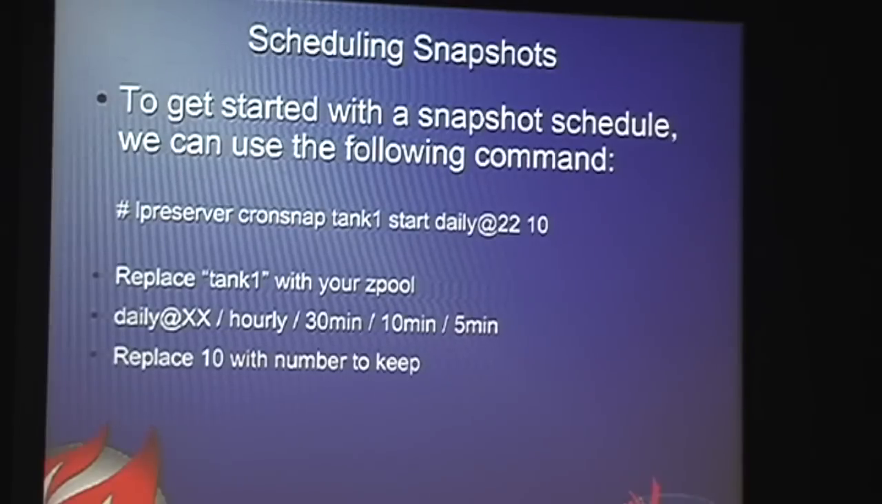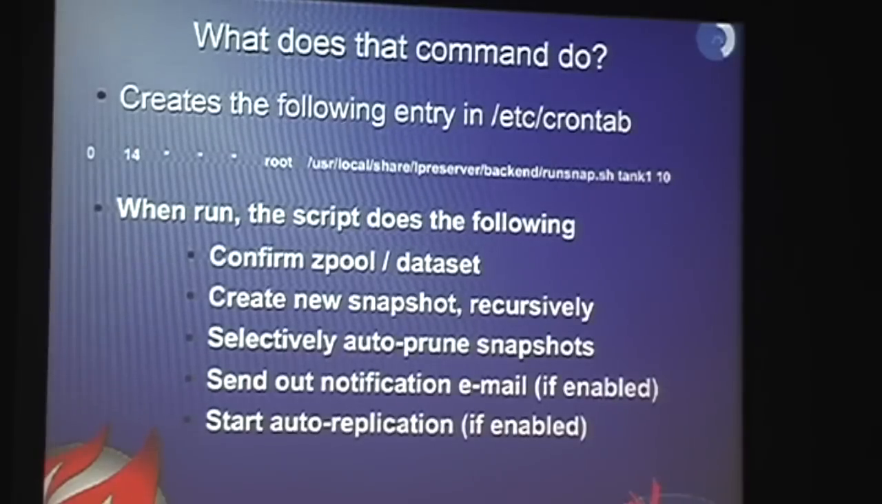And of course, you can replace daily with a bunch of different options, hourly, every 30 minutes, every 10 minutes, every 5 minutes, and so forth. There's a variety of different things you can do. And of course, 10 would be the number you want to keep before you start automatically pruning them. So what does this command do? Well, essentially it just creates a cron entry, which is going to point to our script, point to the tank that we want to do the snapshots of, and how many of them we're going to be keeping.